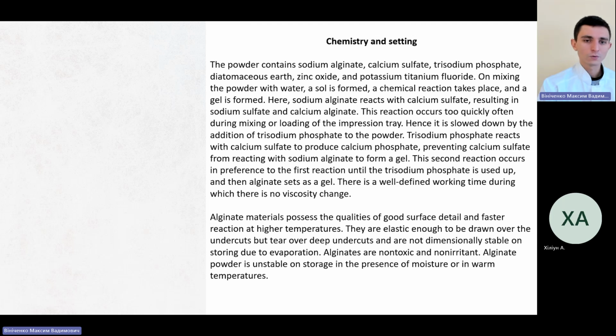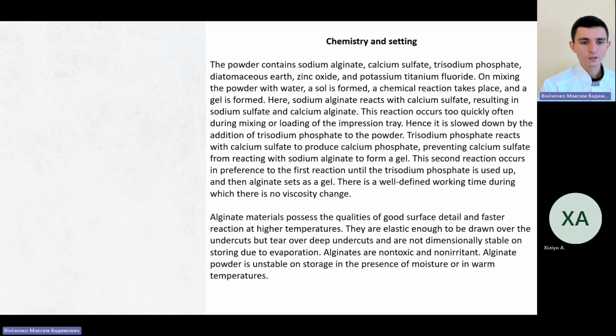This reaction occurs too quickly, often during mixing or loading of the impression tray. Hence, it is slowed down by the addition of trisodium phosphate to the powder. Trisodium phosphate reacts with calcium sulfate to produce calcium phosphate, preventing calcium sulfate from reacting with sodium alginate to form a gel. This second reaction occurs in preference to the first reaction until the trisodium phosphate is used up, and then alginate sets as a gel. There is a well-defined working time during which there is no viscosity change.